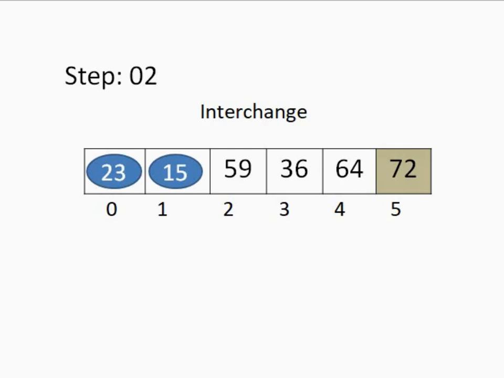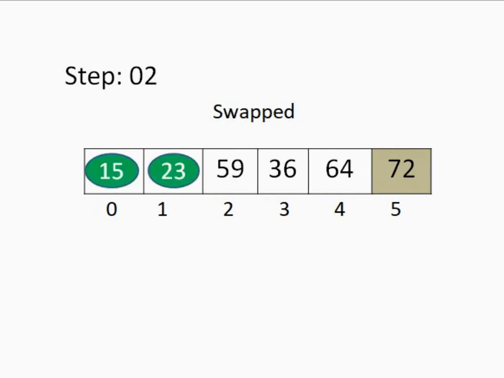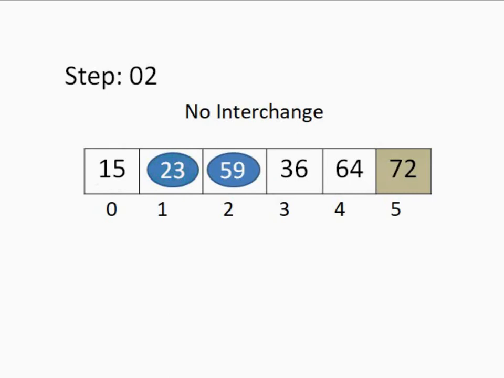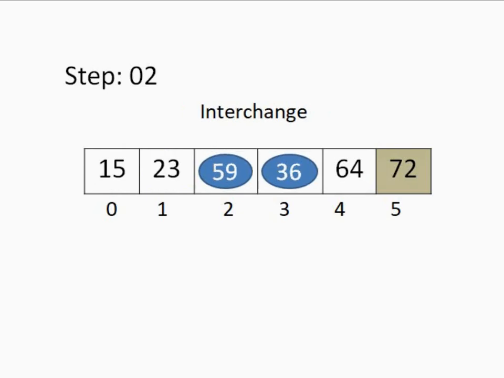In step 2, we have the following comparisons. Start comparing from the beginning. At first, compare A0 and A1. Since 23 is greater than 15, interchange them. Then compare A1 with A2. Since 23 is less than 59, no interchange takes place.